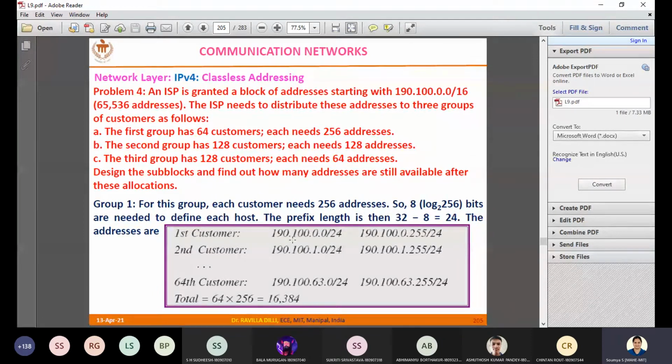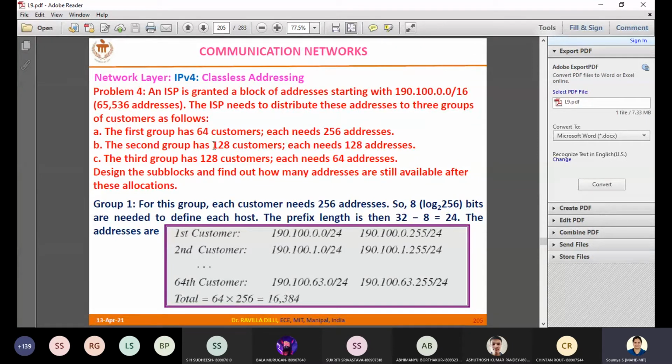So it will be 190.100.0.255/24. What about the second customer? It will start with 190.100.1.0 up to 1.255. Similarly, like that it goes on. The 64th customer will have 63.0 to 63.255. So it gives a total of 64 into 256, which will be 16,384.